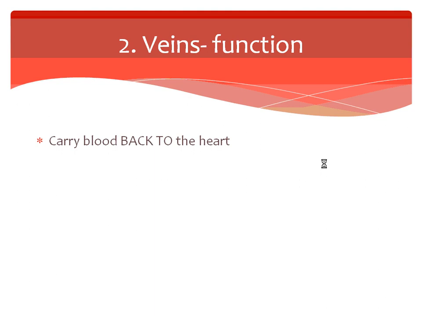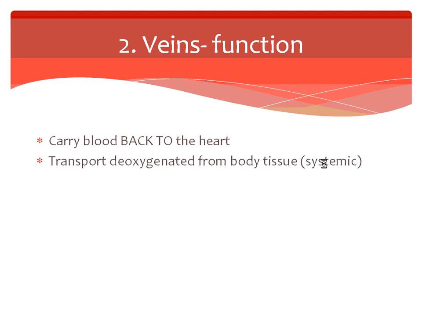So that's arteries. What about veins? Well, they carry blood back to the heart. It's the only true statement we can make. Usually, they carry deoxygenated blood from the body back to the heart after we've stripped it of its oxygen for cellular respiration. So that's called systemic blood, right, from the body.